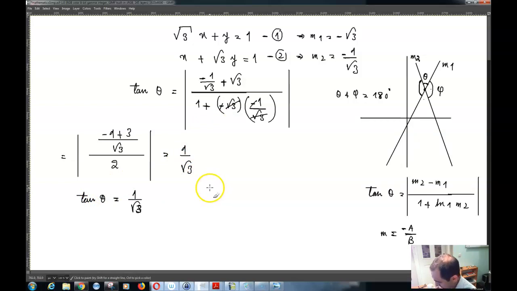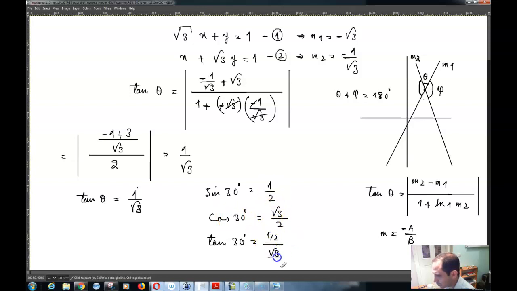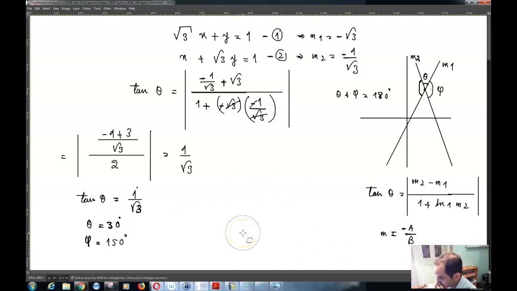So you know that sine 30 degrees is equal to 1 by 2, and cos 30 degrees is equal to square root of 3 by 2. That means that tan of 30 degrees is equal to this divided by this, which is 1 by 2 over square root of 3 by 2. 2 and 2 you can cancel out, and you get 1 over square root of 3. So that means that your theta, you can take it as 30 degrees. And so phi, you can take it as 150 degrees, because both of them together make a 180 degree angle. And that's all that we needed to calculate here.